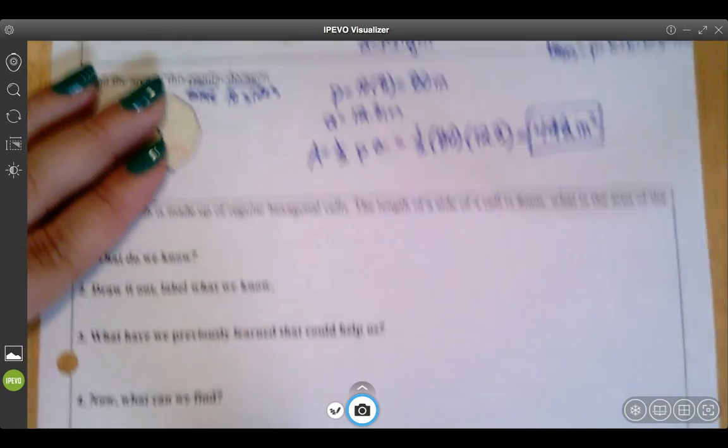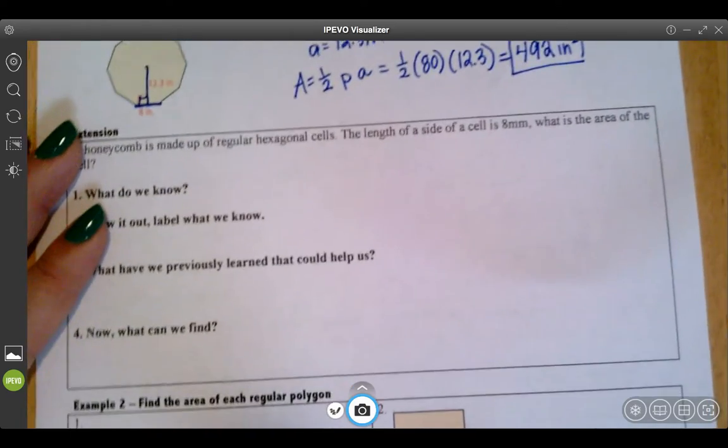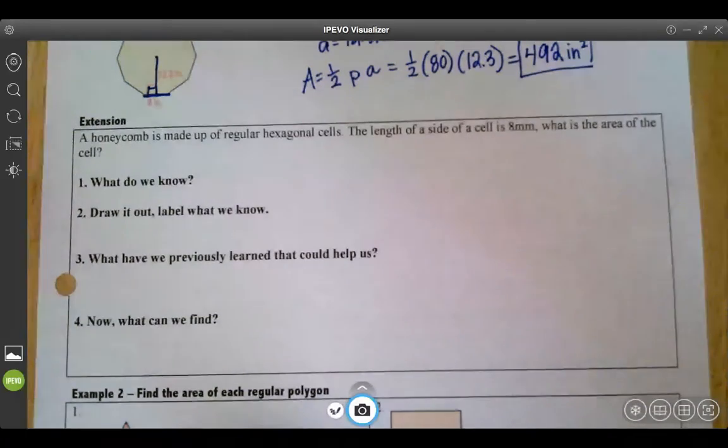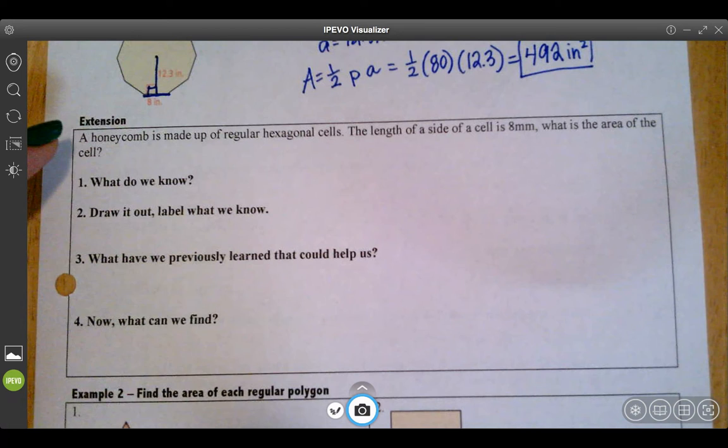Okay, let's take a look at an application of this. Honeycombs are made out of regular hexagonal cells. The length of a side of a cell is 8 millimeters. What is the area of the cell?